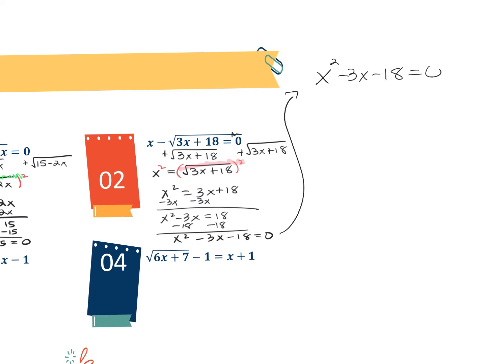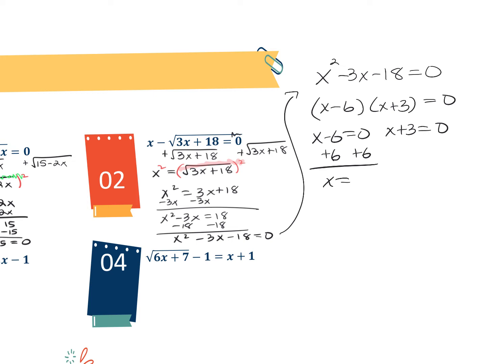Factors of negative 18 that give me negative 3 are going to be x minus 6 and x plus 3. Set each of your factors equal to 0. Solve for x. This one I'm going to add 6. Subtract 3 on this one. So my two potential solutions are positive 6 and negative 3. Again, I need to check both.